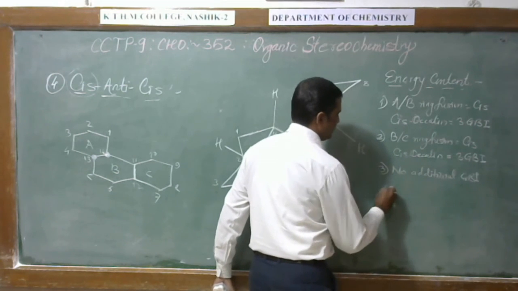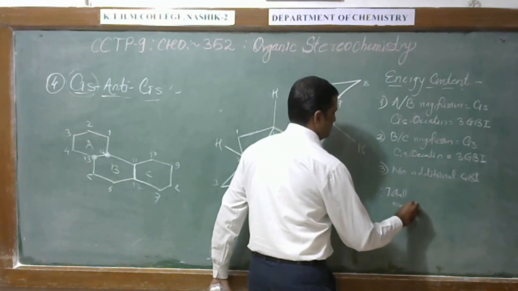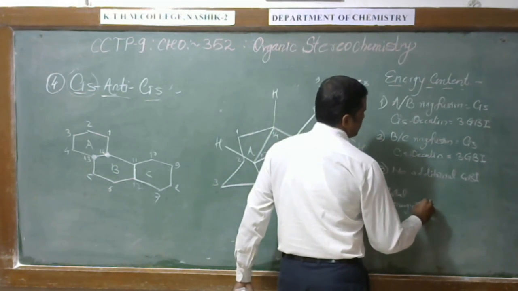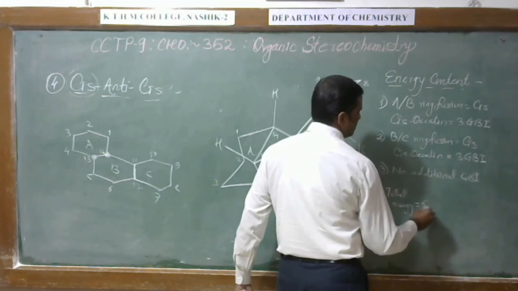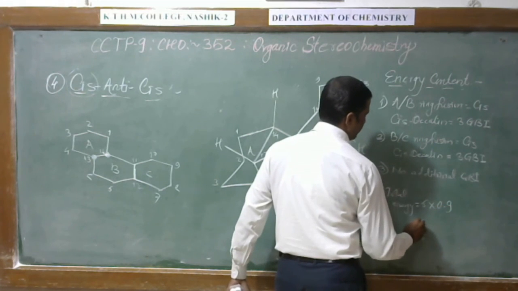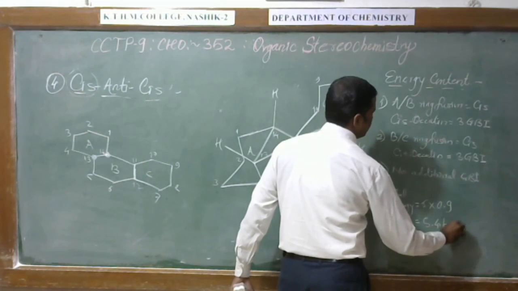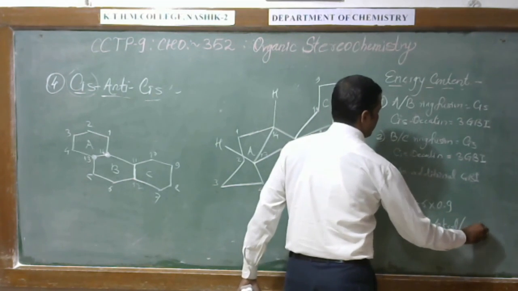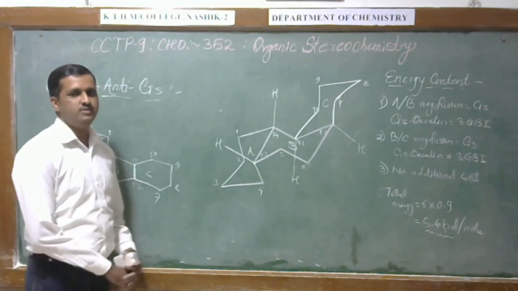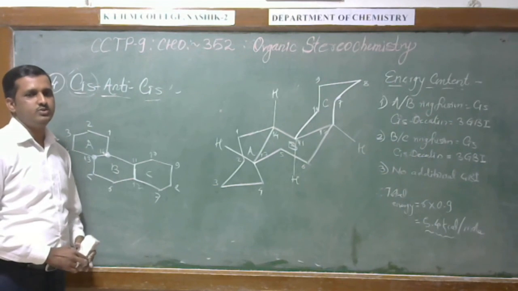Therefore, total energy is equal to 3 plus 3, 6 into 0.9, 5.4 kilocalorie per mole. So this much amount of energy is associated with this Cis-Anti-Cis perhydrophenanthrene.